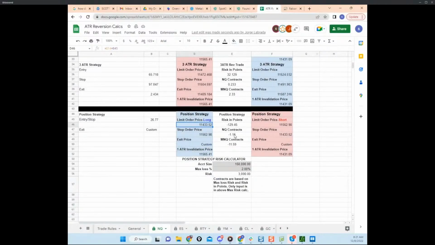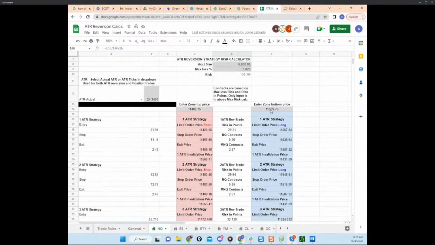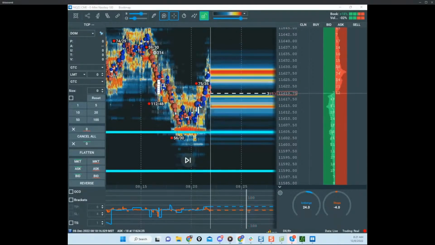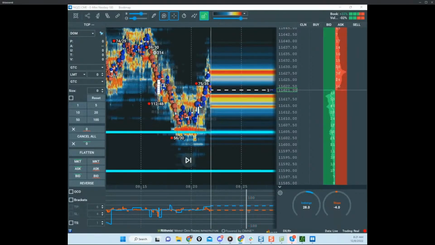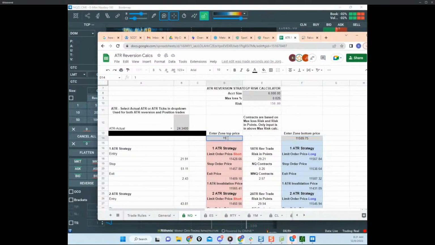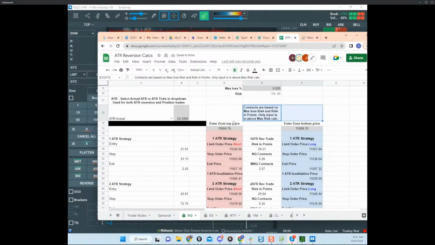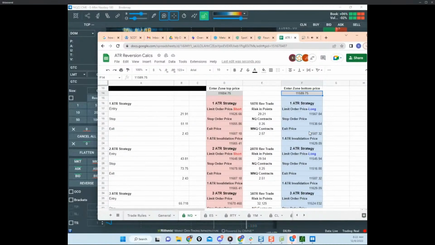Right now, what did I do wrong here? There's something off on this spreadsheet. Hold on. Oh, this is why, because I put in the wrong zone prices. 11,605. Sorry, I did a little dyslexic. There we go. So that's accurate. The top of the zone is 604.75. The bottom of the zone is 589.75.